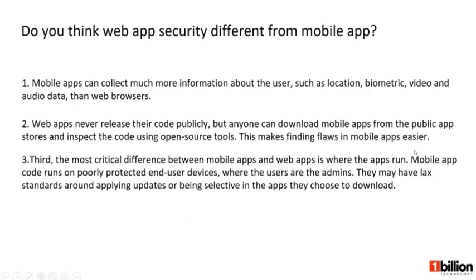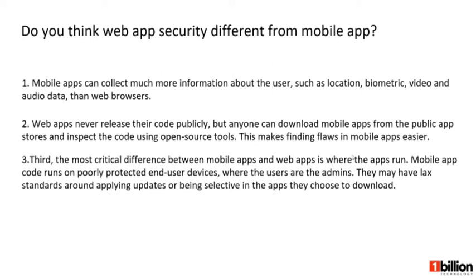So this is the end of the authentication methods. Now let's look at why web app security is different from mobile app security. There are some points. The first one is, mobile apps can collect much more information about users, such as location, biometrics, and video, than a web browser. Web apps never release their code publicly, but anyone can download a mobile app from the public app stores and inspect the code using open source tools.